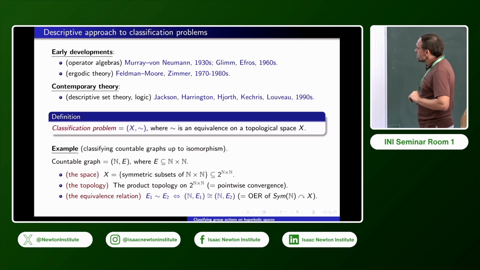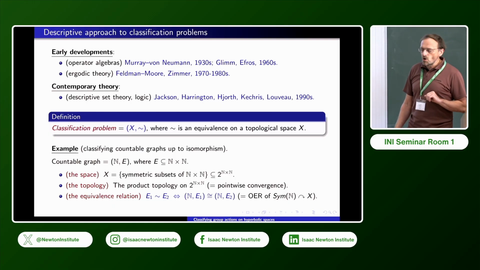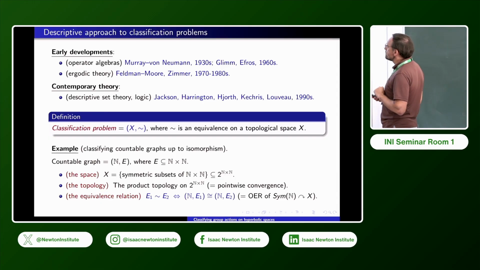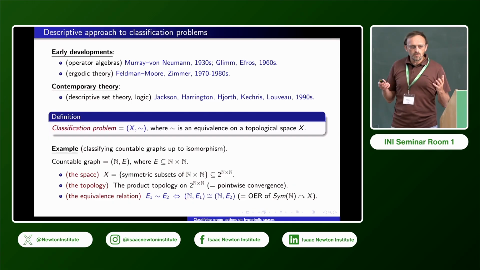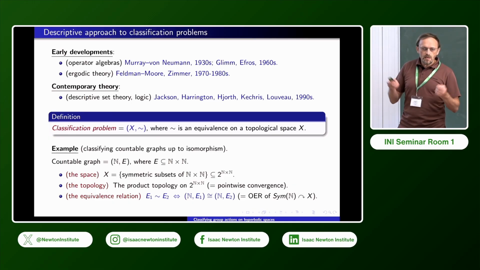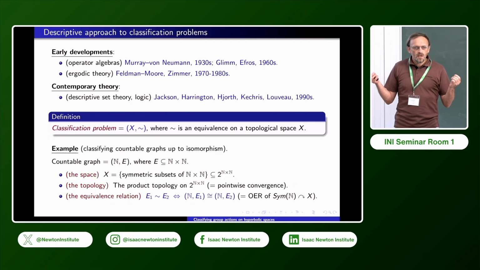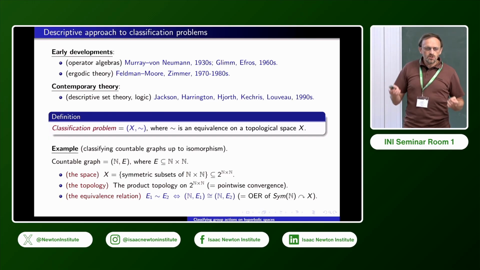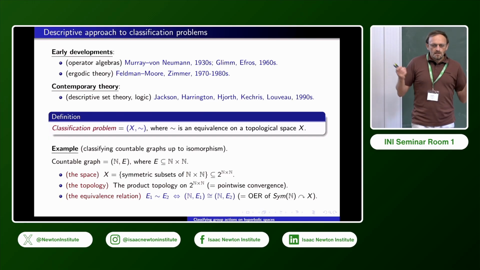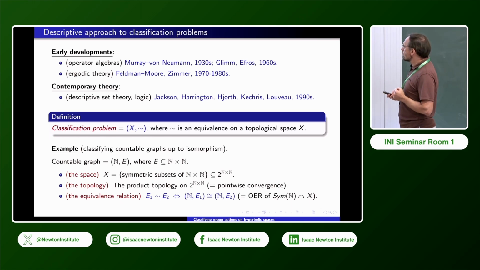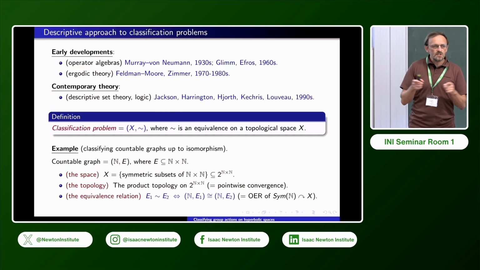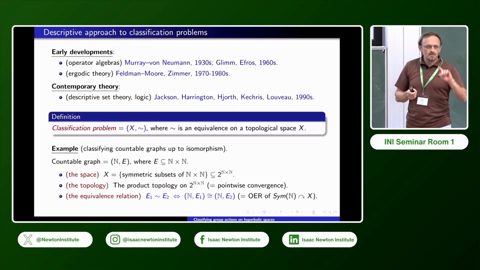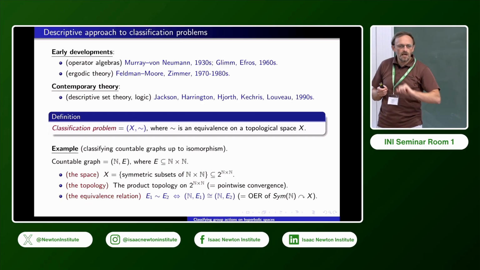So let me show you how you can formalize some familiar classification problems in this way. Suppose you want to classify countable graphs up to the isomorphism relation. What is a countable graph? The set of vertices can be identified with natural numbers, right? And then a countable graph on natural numbers is simply a subset of N cross N. Let's talk about symmetric subsets because we want undirected graphs. And each subset like this tells you where the edges are, right?